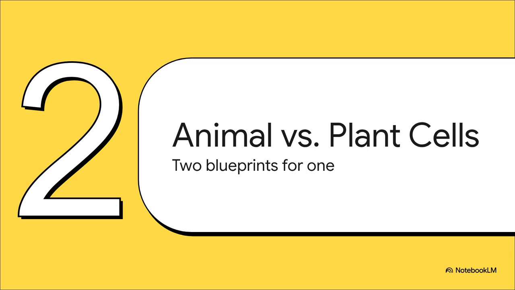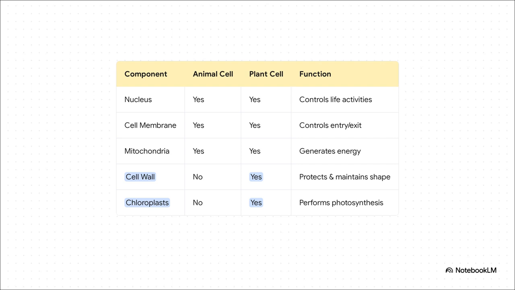Now, even though all life is made of cells, not all cells are created equal. You see, pretty early on, biology took a major fork in the road. It created two distinct models, one for animals and one for plants. And if you look here, you can see they share a lot of stuff. Both have a nucleus, which is kind of like the command center. They both have a cell membrane acting as a gatekeeper, and mitochondria as their little power plants.